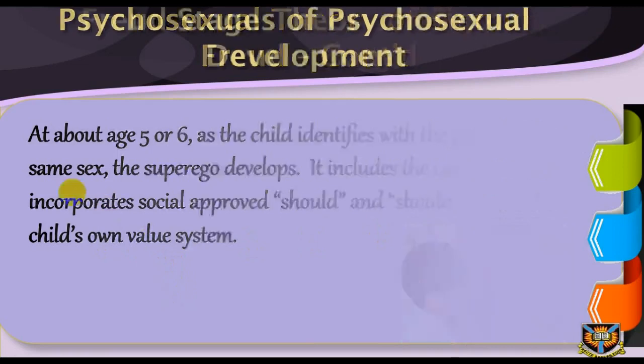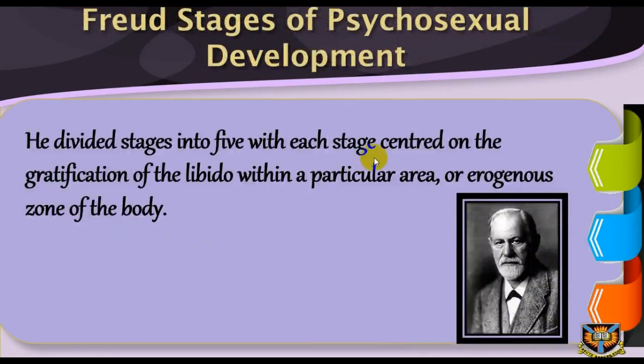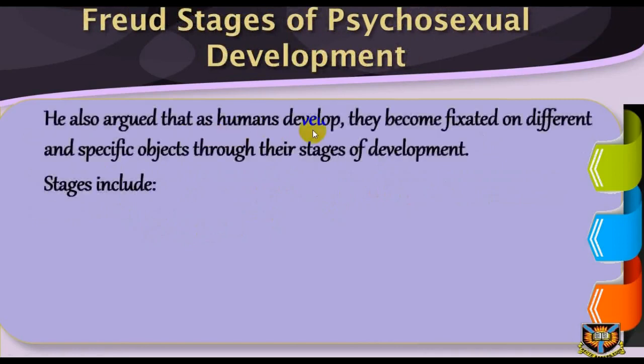He divided it into five stages, each stage centered on the gratification of the libido within a particular area or erogenous zone of the body. He also argued that as humans develop, they become fixated on different and specific objects through the stages of development.